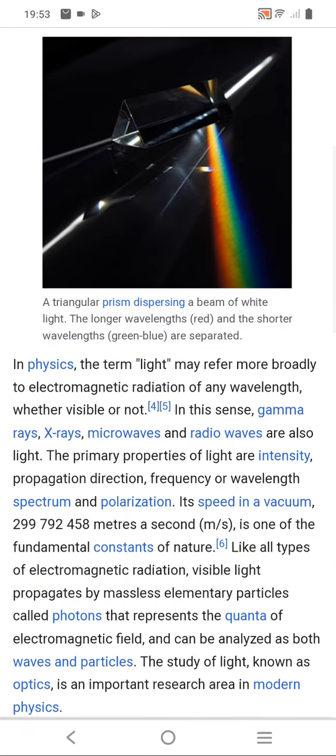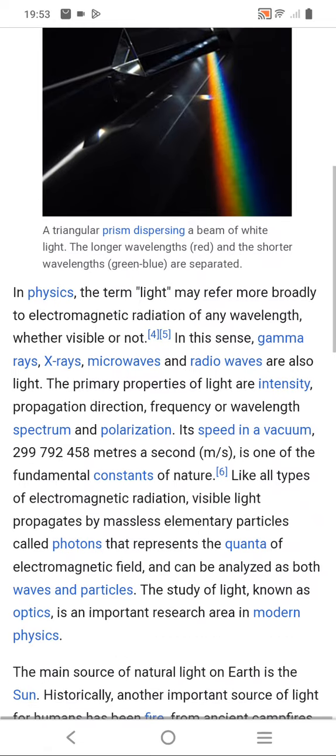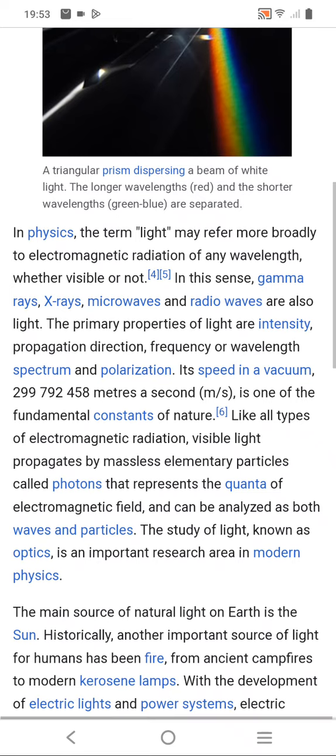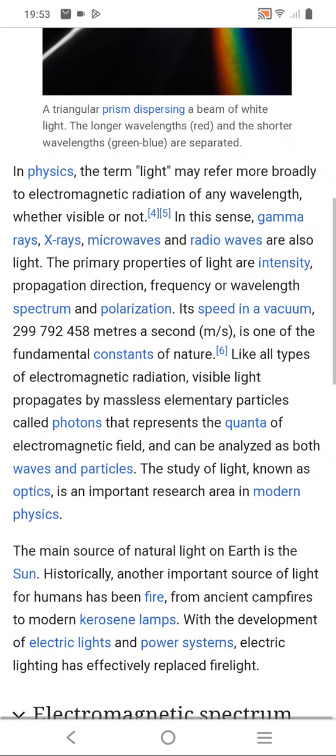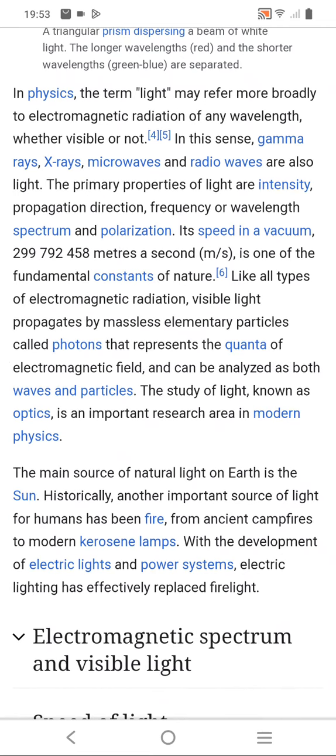In physics, the term light may refer more broadly to electromagnetic radiation of any wavelength, whether visible or not. In this sense, gamma rays, X-rays, microwaves, and radio waves are also light. The primary properties of light are intensity, propagation direction, frequency or wavelength spectrum, and polarization. Its speed in a vacuum is around 300 million meters a second, one of the fundamental constants of nature.